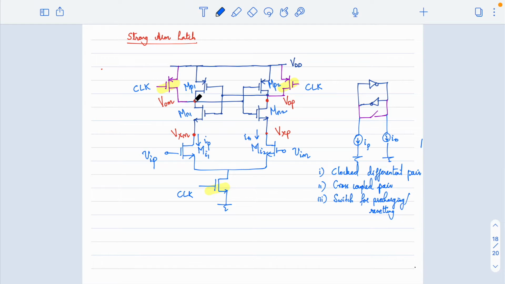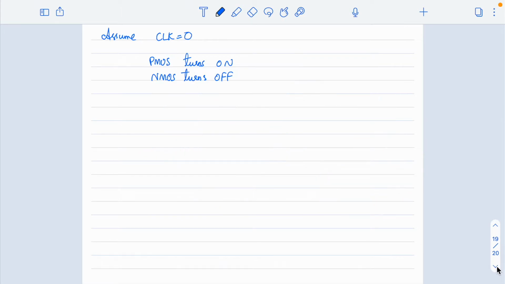So as a result of this, when PMOS turns on, the output node where we marked it as VOM and VOP, both will be pre-charged, or both will be connected to VDD, right? So PMOS turns on leads to VOM and VOP both equal to VDD. Whatever is the previous state, when the clock is 0, both outputs will be pre-charged to VDD, or both outputs will be reset to VDD.